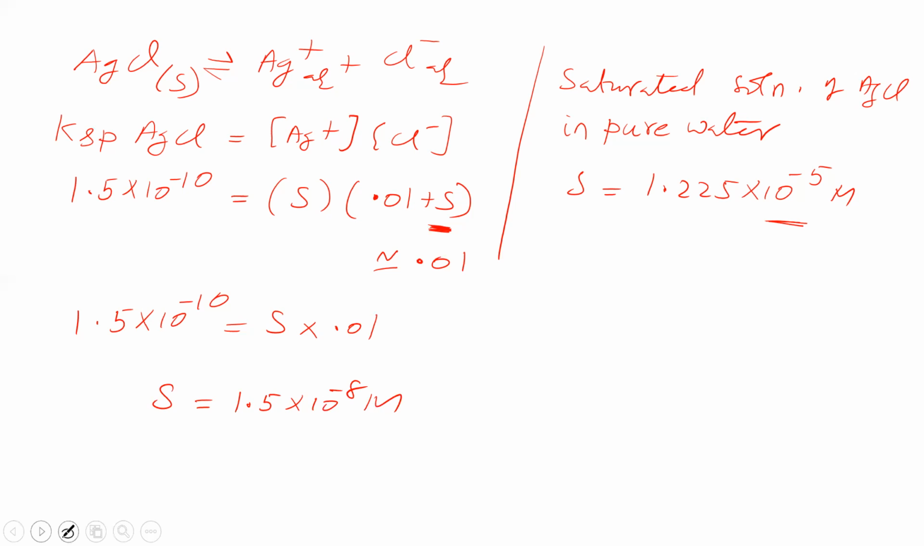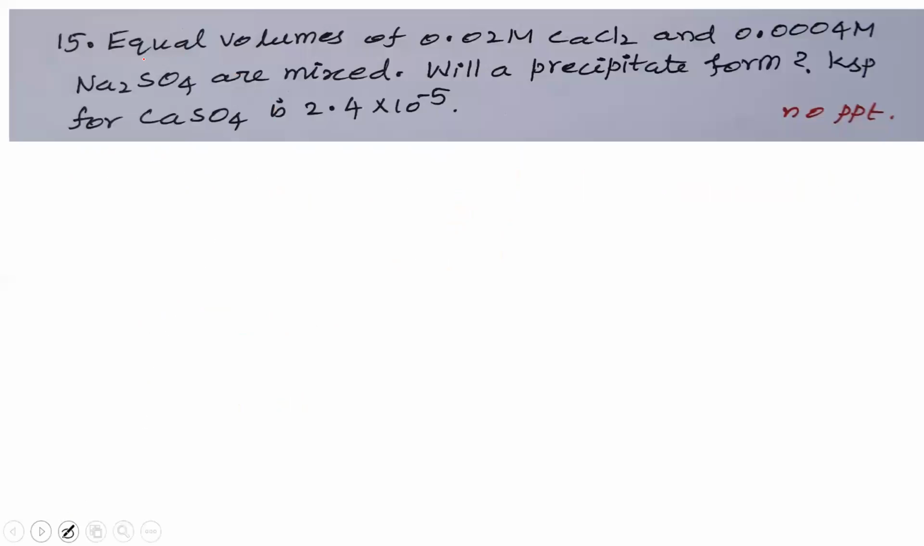Let us go to the next question. Now, here equal volumes of 0.02 molar calcium chloride and 0.0004 molar sodium sulfate are mixed. So, what will happen, that we will see.